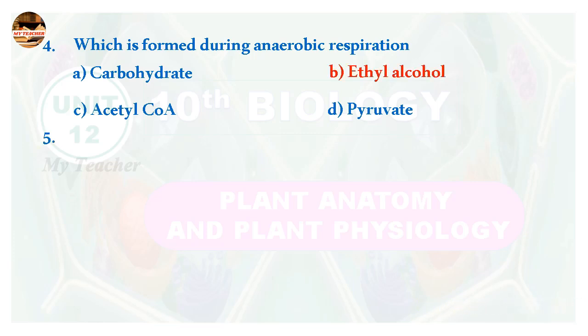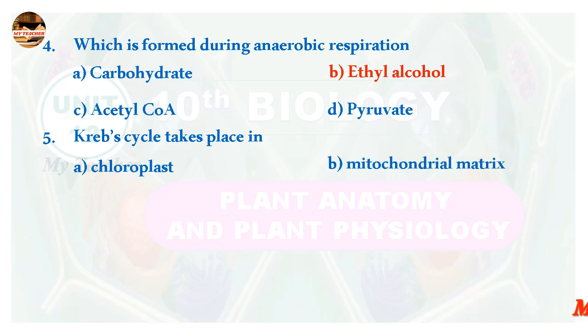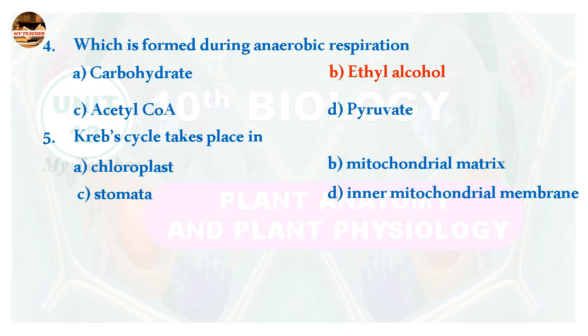Fifth question, Krebs cycle take place in dash. A. Chloroplast, B. Mitochondrial matrix, C. Stomata, D. Inner mitochondrial membrane. Answer is option B. Mitochondrial matrix.